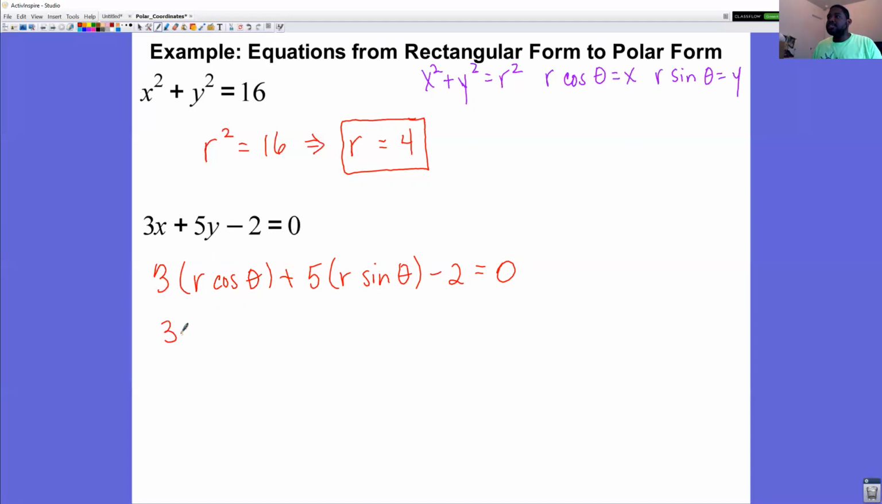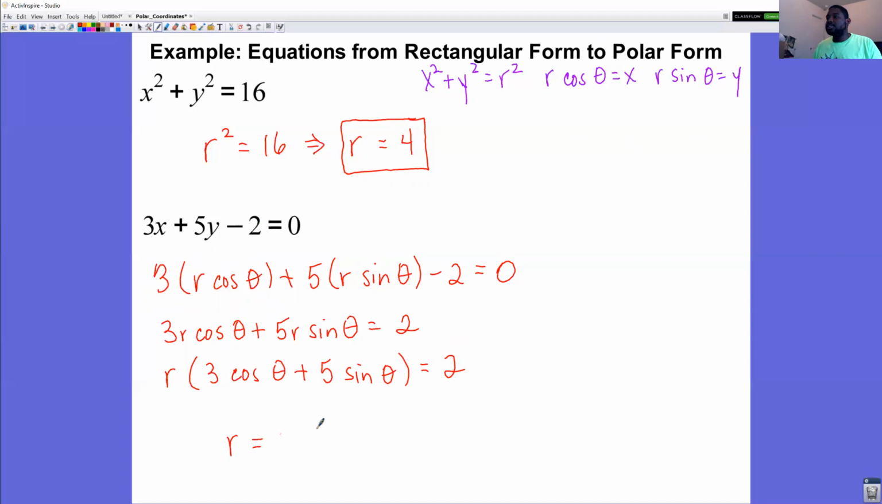So I'm going to add 2 to the right-hand side of the equation. So we get 3r cosine theta plus 5r sine theta equals 2. And then you have a common factor of r on the left side of the equation. So we're going to factor that out. And then we're going to divide both sides by the expression in parentheses. So we get a polar equation of r equals 2 over 3 cosine theta plus 5 sine theta.